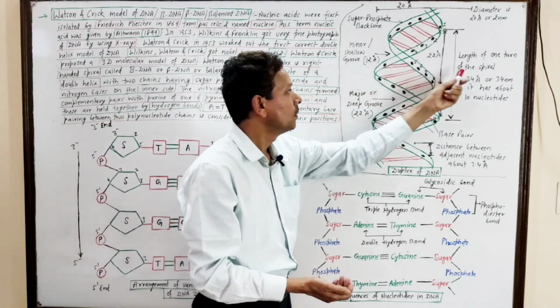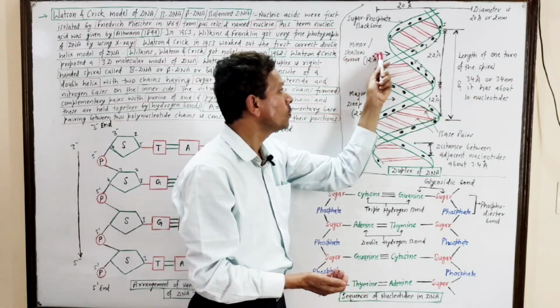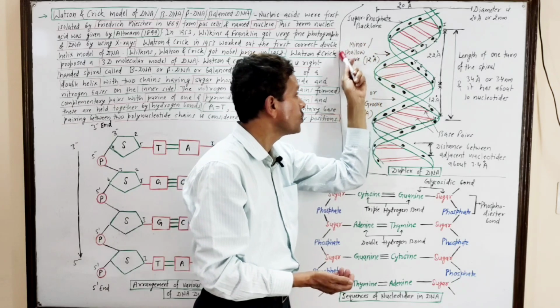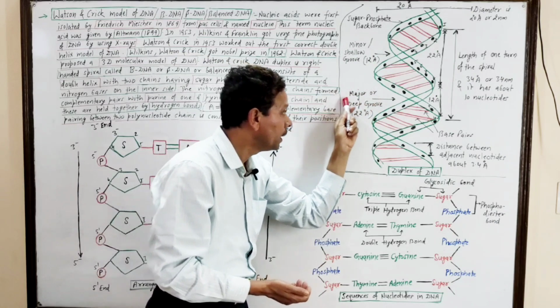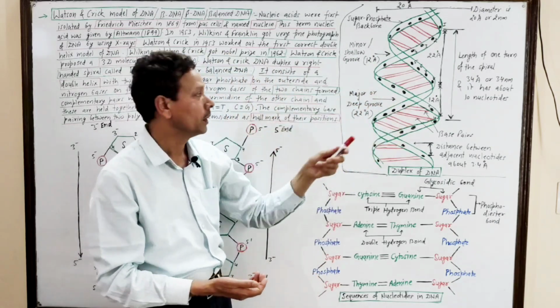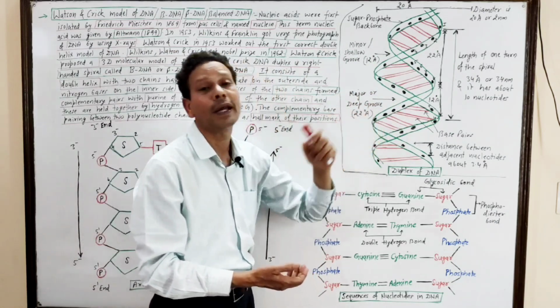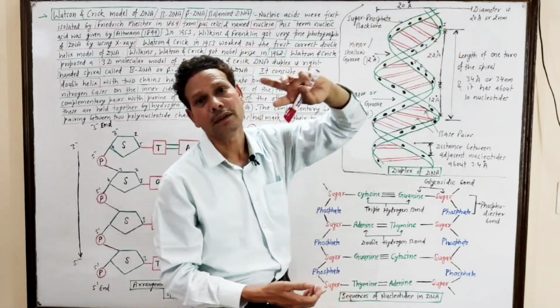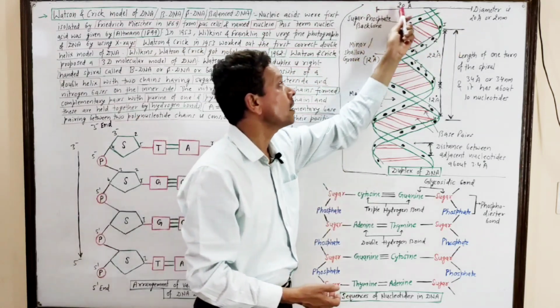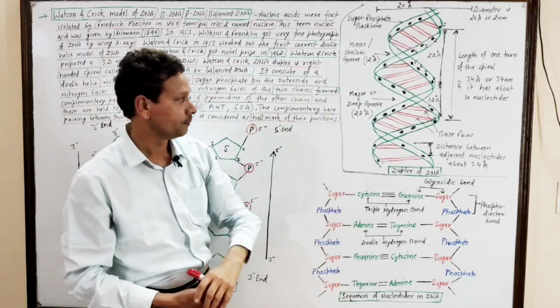In this one spiral, two grooves are present. One is the minor or shallow groove, which is about 12 angstrom, and the other is the deep groove, or major groove. Its length is about 22 angstrom. And the diameter of this DNA duplex is about 20 angstrom.